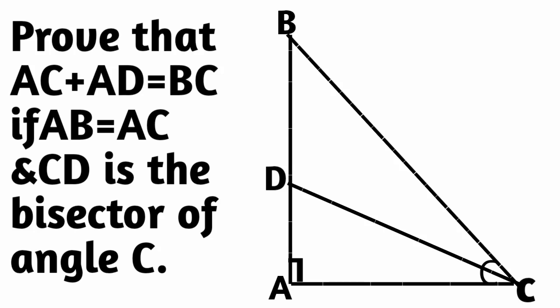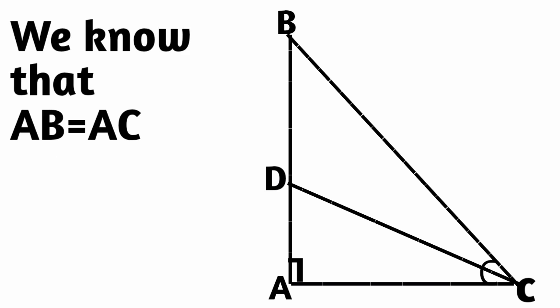In this video we are going to prove a very nice geometrical question related to a right angle triangle, in which we have to prove that AC plus AD is equal to BC, where BC is the hypotenuse of the given triangle ABC, right angled at point A. Now, in order to prove this statement we have to take an assumption.